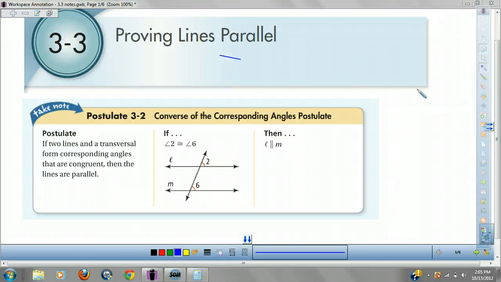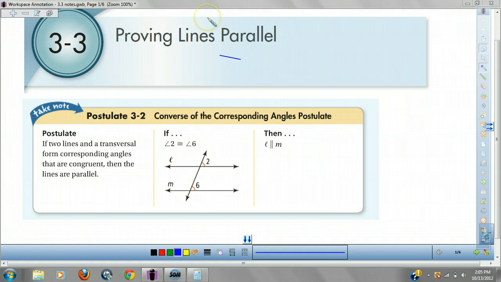Last section we said that corresponding angles on parallel lines are congruent. This time we're going to say if corresponding angles are congruent, then the lines are parallel. Actually, it says if two lines and a transversal form corresponding angles that are congruent, then the lines are parallel. So it's the opposite of what we did yesterday or the other day.